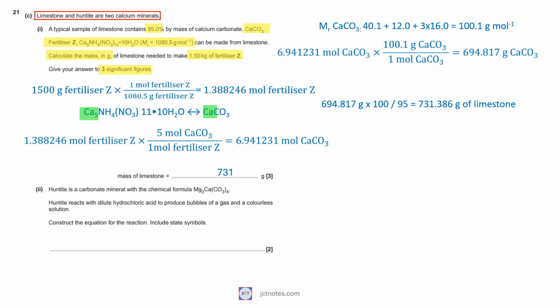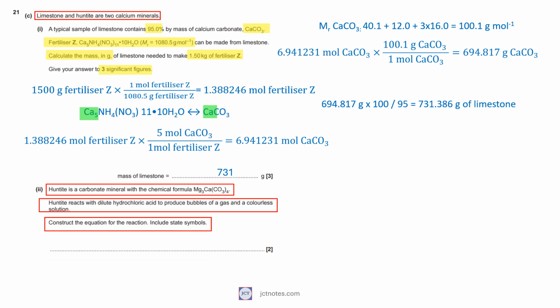The second question of this part, we are asked to construct the equation for the reaction of huntite with dilute hydrochloric acid to produce bubbles of a gas and a colorless solution. We are given the formula of huntite. We need to include state symbols.